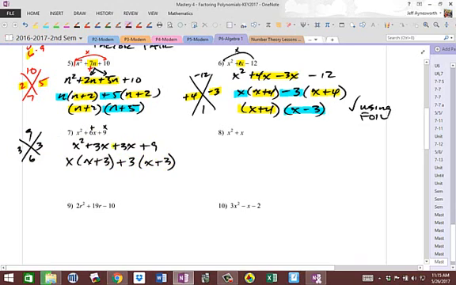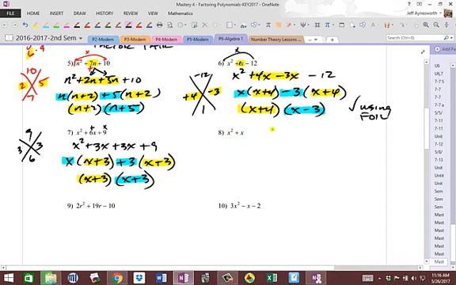And then notice that the common binomial is right here. It's x plus 3. Multiply it by the remaining terms, x plus 3. And then check using FOIL. Here, it's not a trinomial, so you don't play the same game. You just notice there's the GCF.